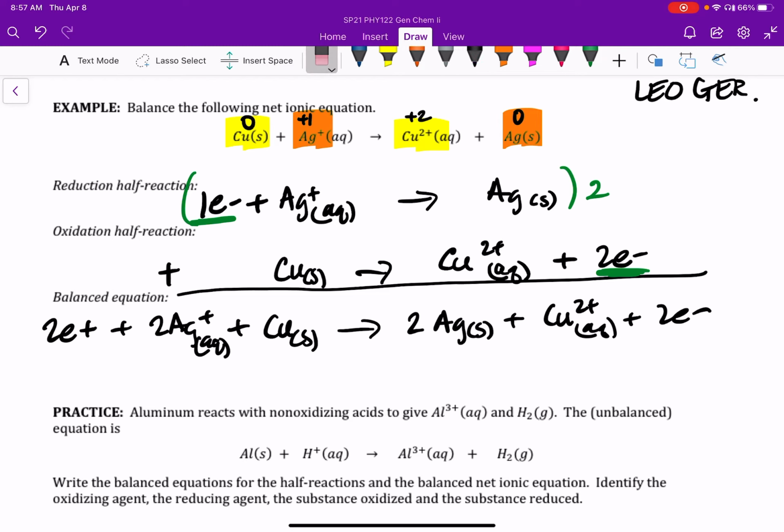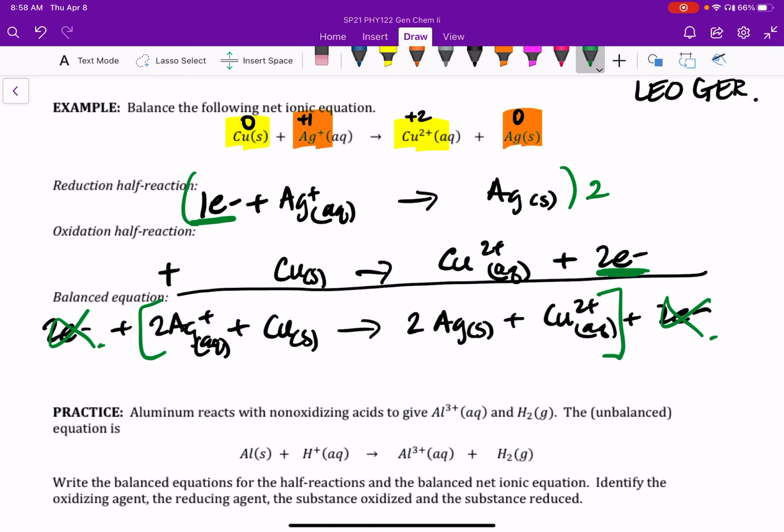So I like to write this out, and I don't know why I made this a little positive over here. So these are my electrons. I like to put my electrons on the outside so I can just cancel those out, right? And I like to have them in there to make sure that I did everything right. And then what we have left over, this then is our balanced equation.